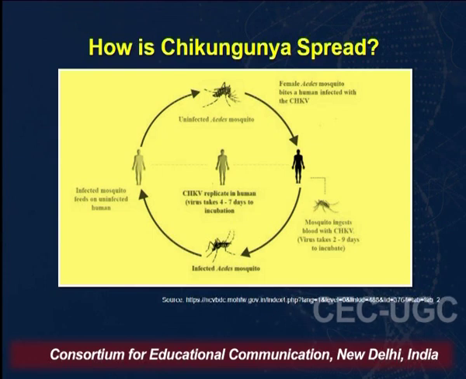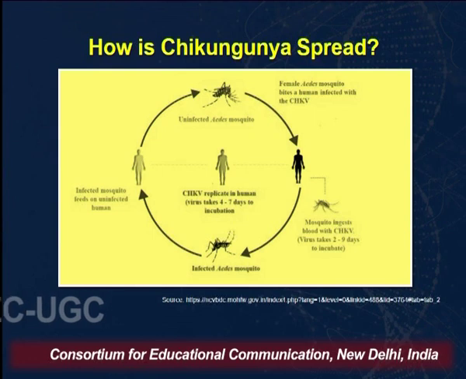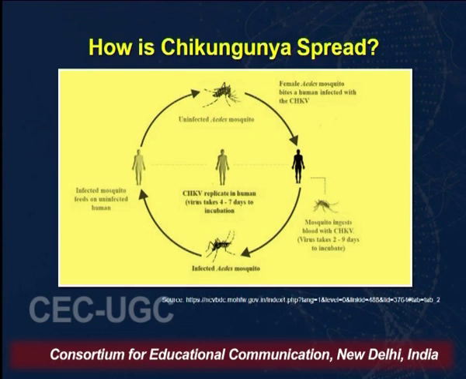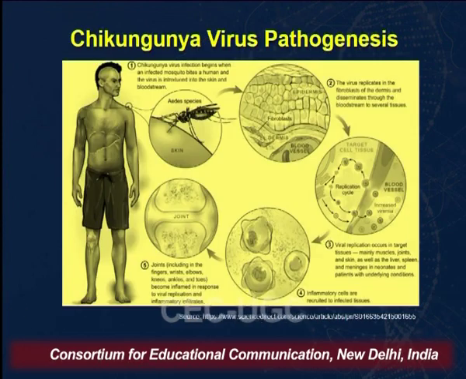Now, how exactly does the transmission take place? This is basically a human-mosquito transmission. From the mosquito it gets transferred to the human, where the development process takes place. Subsequently, it comes up in the blood circulation, then it is taken up by the mosquito, which gets infected, then bites another fresh host and the infection goes on. So, that is how chikungunya spreads.